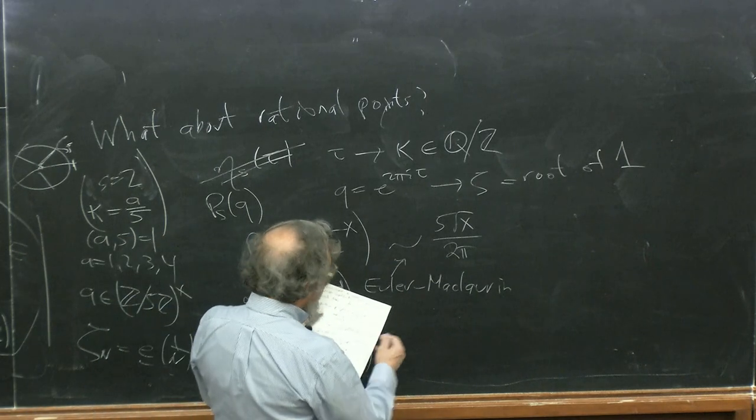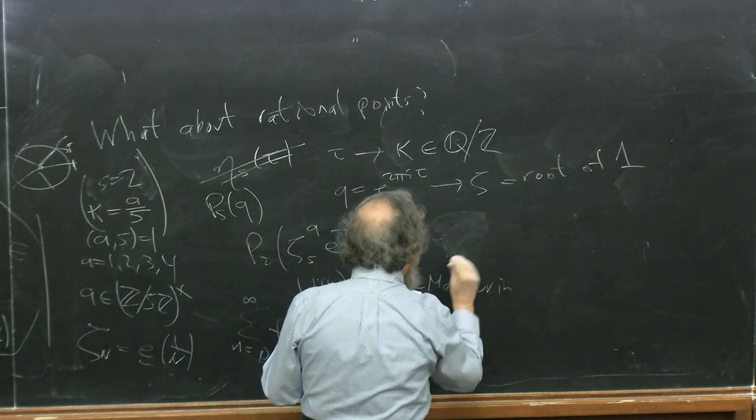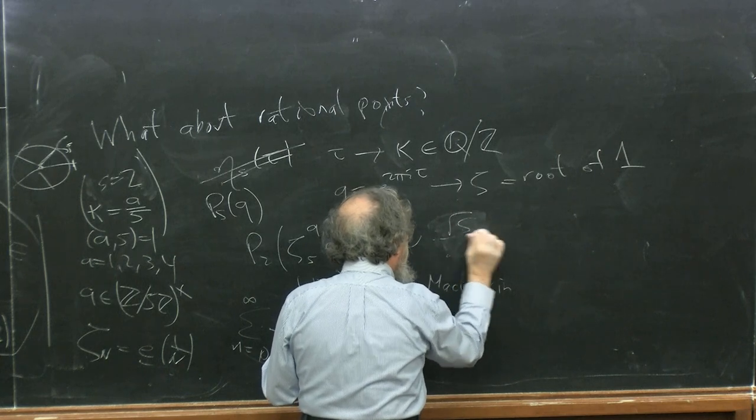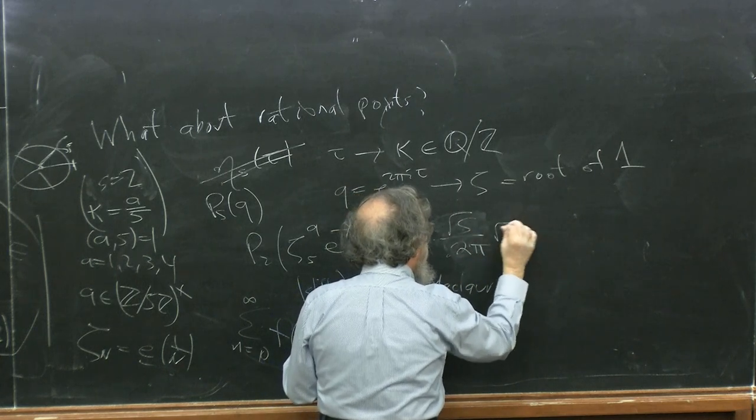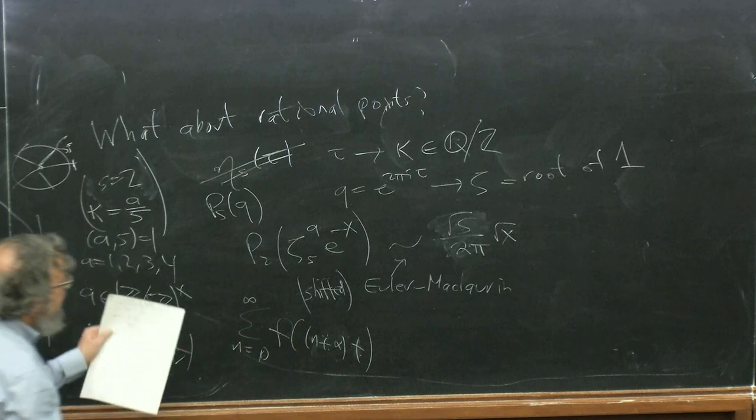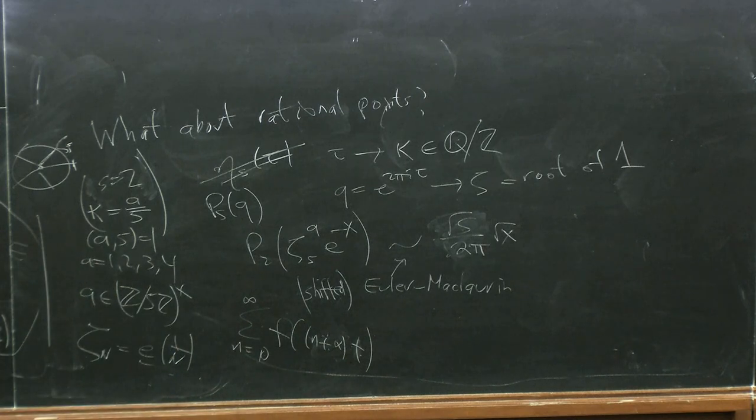So what you find is, again, maybe I should write it, the constant should be separate. So it's still square root of x. So that's a little strange. It's as if all of these things had weighed a half. It doesn't matter what x you take, it's always square root of x.